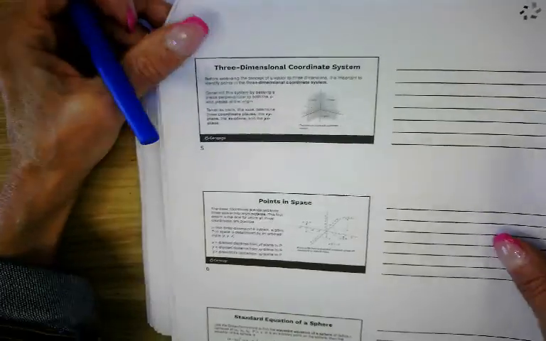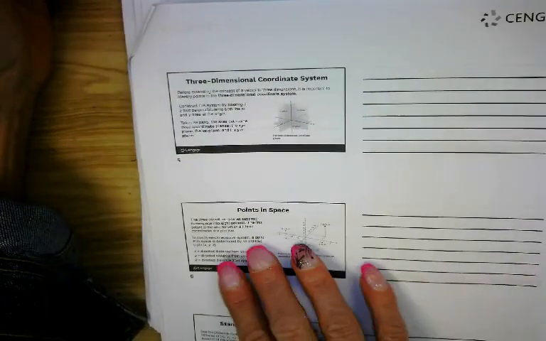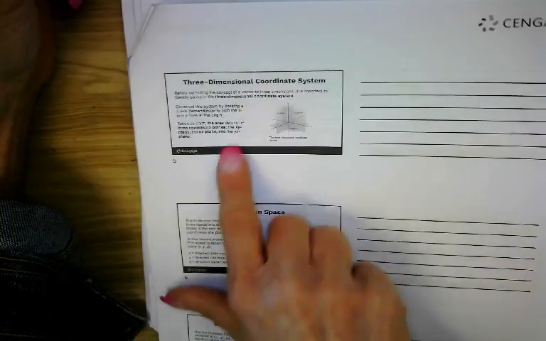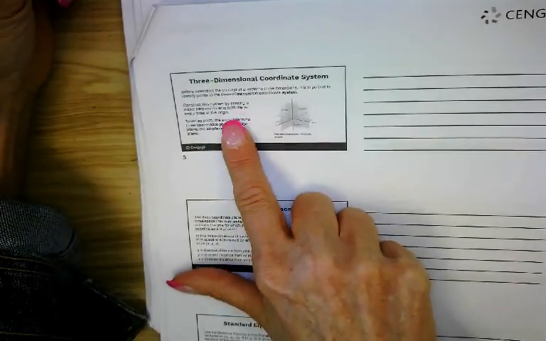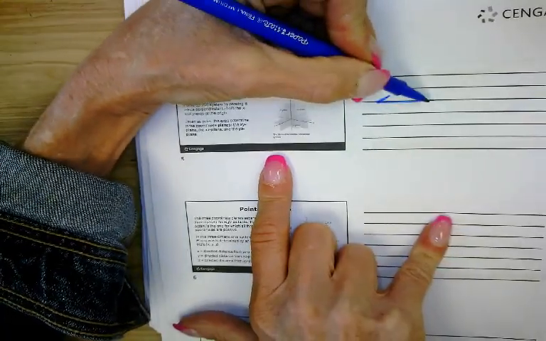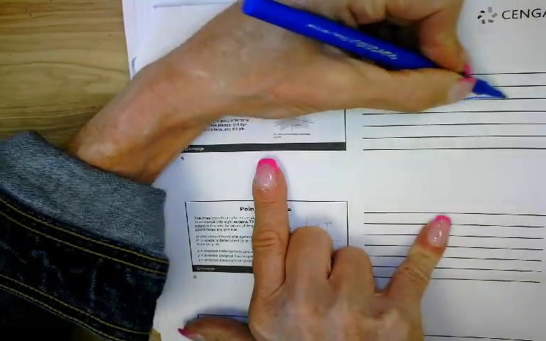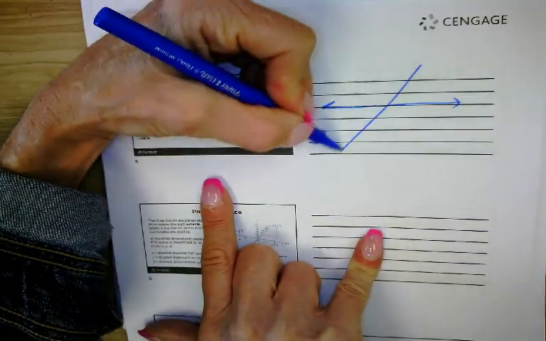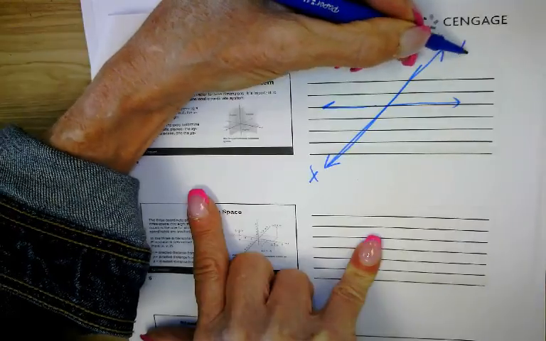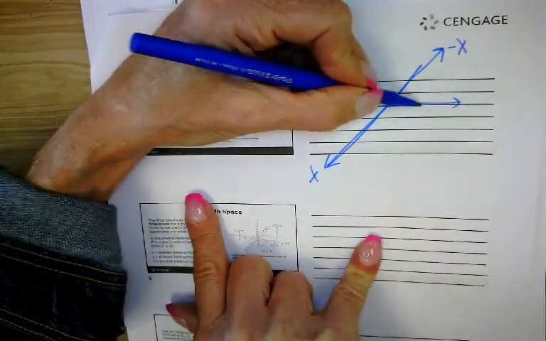So the 3D coordinate system, the x-axis actually ends up being, sorry, that's wrong. The x-axis is this one that kind of is coming out at you. This is the positive x and the negative x. And the y-axis is horizontal. This is the positive y and the negative y. And then the z-axis is up and down. And they're showing that here.